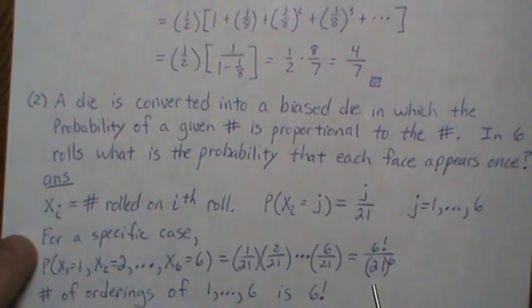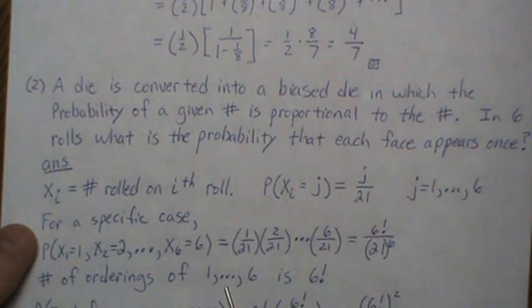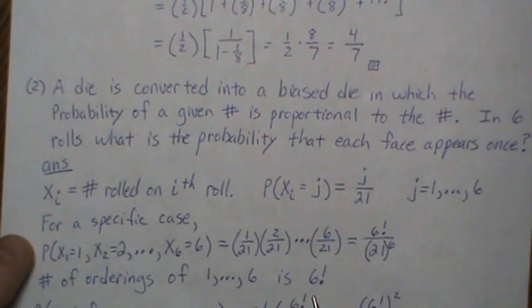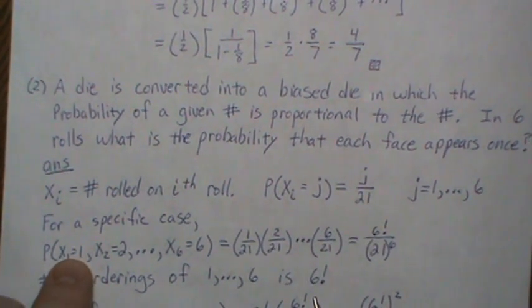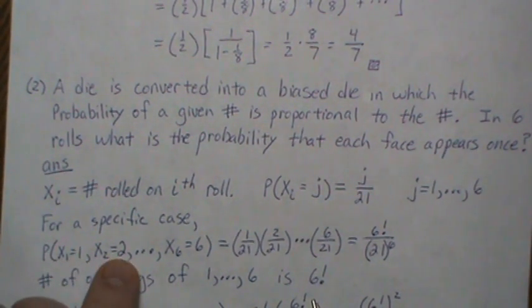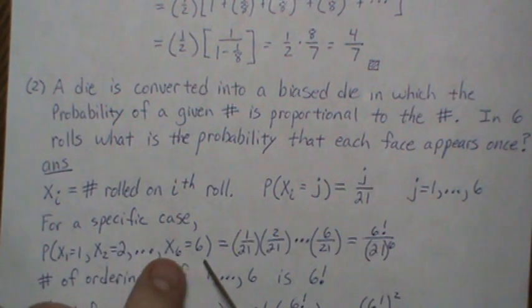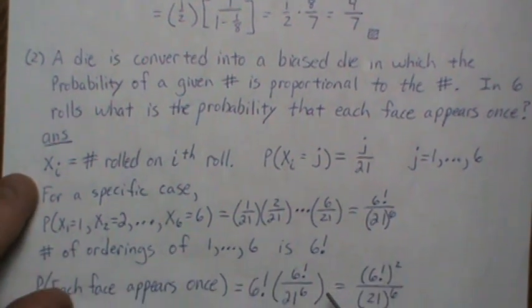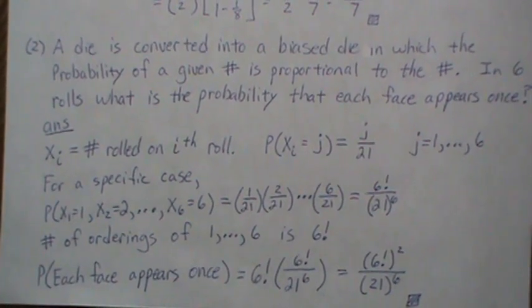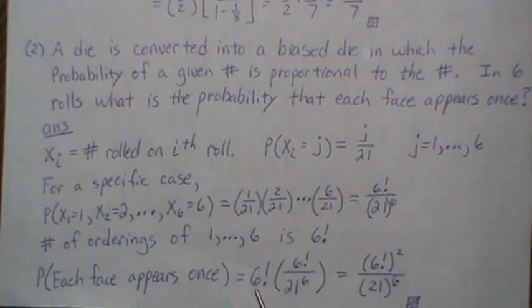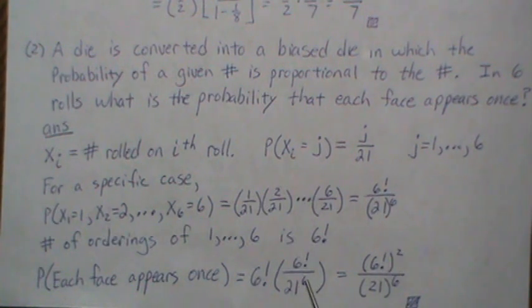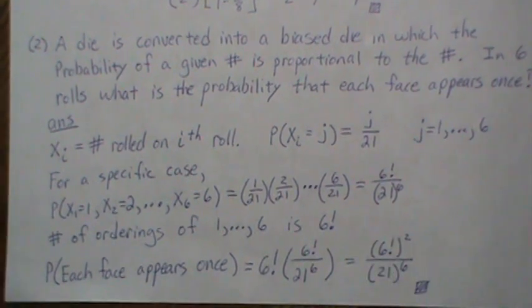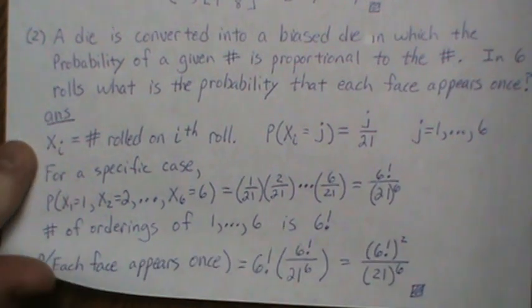So really, we just need to figure out the number of orderings of 1 through 6, which is 6 factorial, right? Because how many numbers can we put here? 6 of them. But then how many numbers can we put here? Only 5, because we used one there. And then it's 4, 3, 2, so it's 6 factorial. So the probability that each face appears once is the number of ways, 6 factorial, times the probability of an individual case, and that simplifies to 6 factorial squared over 21 to the 6th.